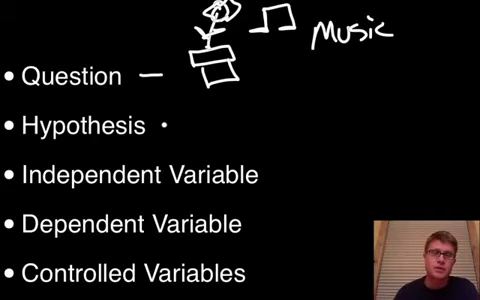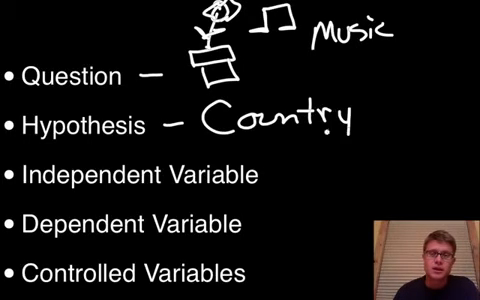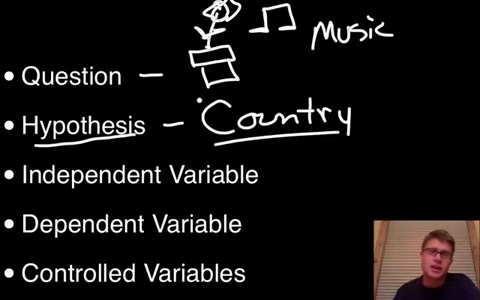So now we make a hypothesis. Maybe I'm of the mind that country music is going to make that plant grow fastest. And so that would be my hypothesis. Now we sometimes refer to a hypothesis as an educated guess, but in science that's kind of a misnomer. It's not so much a guess as we know what's going to happen, we just have to prove it. Doesn't mean that our hypothesis is always correct, but we start with a hypothesis, which is this idea of what we think might happen.